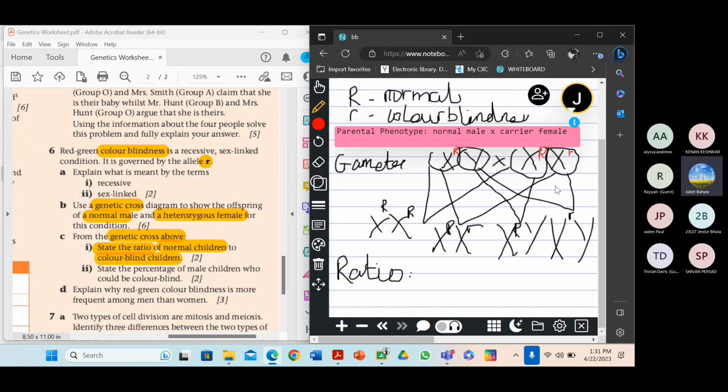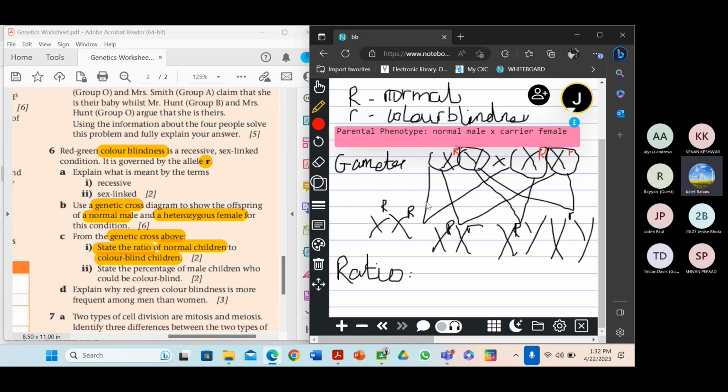If you know the ratio, please say it. Miss, a 1-to-3 ratio. 1 to 3. Now, normally in our ratio, you always put the larger number first. Now they say normal, and you have to follow this. Normal to colorblind. So let's look at normal.